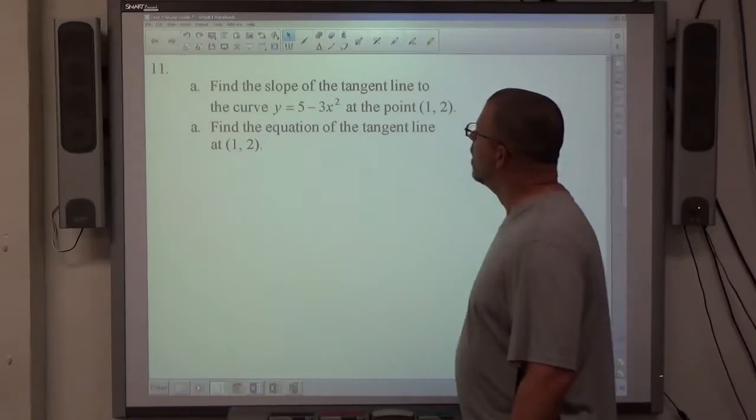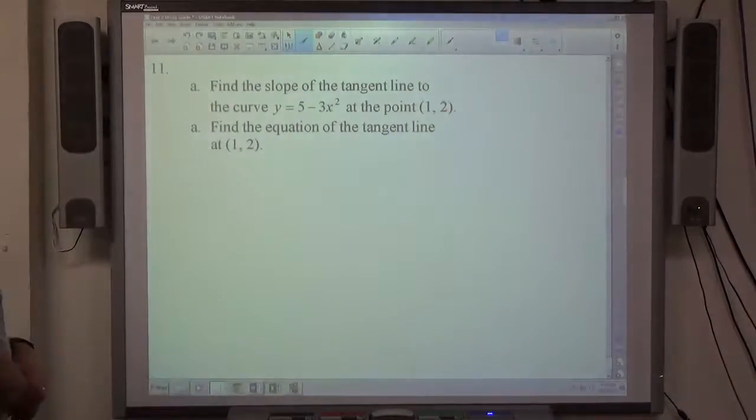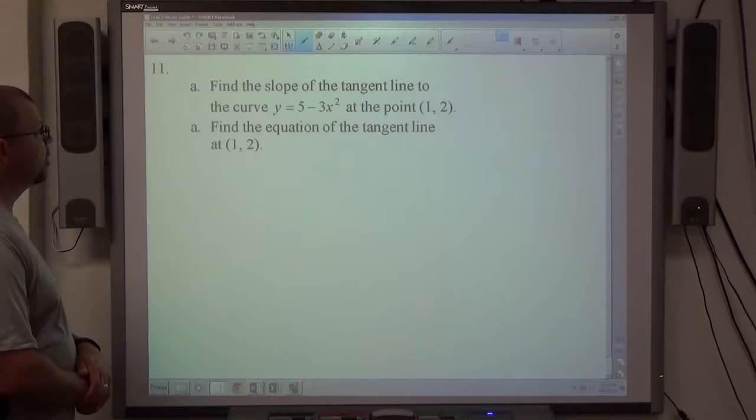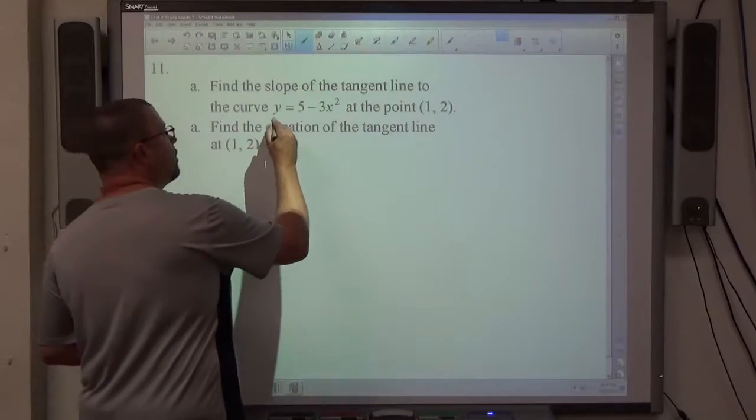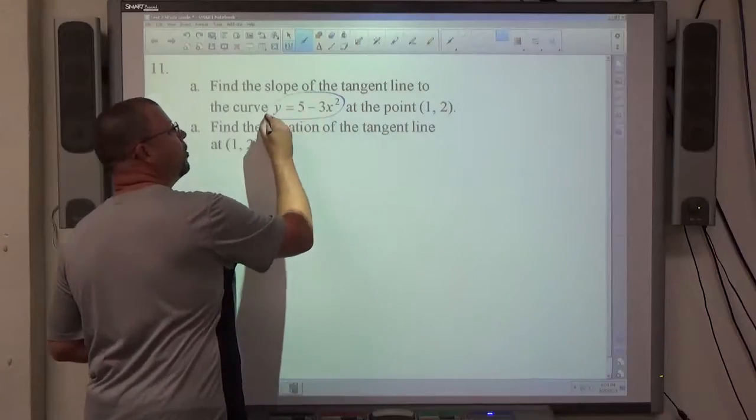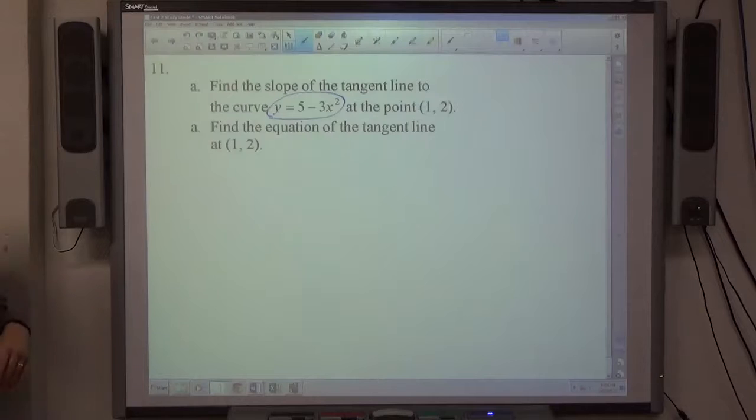Number 11. Find the slope of the tangent line to the curve y equals 5 minus 3x squared at the point 1, 2, and find an equation of the tangent line at 1, 2. So, to find the slope of the tangent line, this is coming off of chapter 2.6, and we can also use our techniques from 3.2, since we've been dealing with that here for the last couple days. We're going to use the definition of a derivative to find the slope formula for that function.